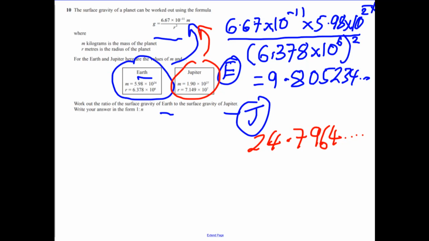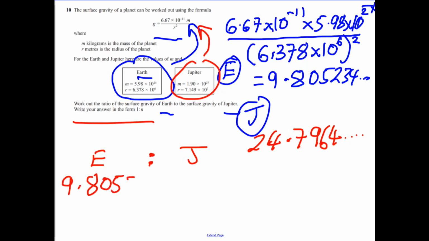Now, what we need to do now is write it as a ratio, because that's what the question is. Now again, that looks really scary, doesn't it? Well, let's just write it as a ratio. So we've got Earth to Jupiter. Remember, Earth was 9.80523. Maybe you can store values on your calculator as well. There's a bit more to it. And then to Jupiter, remember Jupiter is 24.7964, and there's a bit more there.